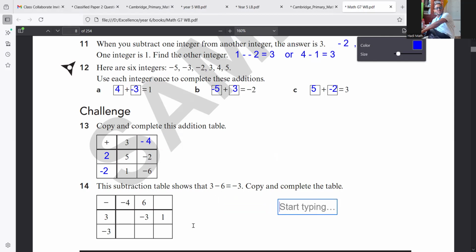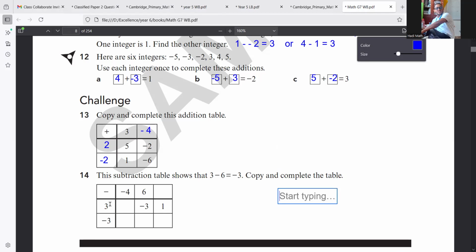Okay, so then I say 3 minus -4. When we say 3 minus -4 for this first one, it's going to be 3 minus -4. And when we say 3 minus -4, it's going to be 3 plus 4, which is equal to 7. So this one here is 7.